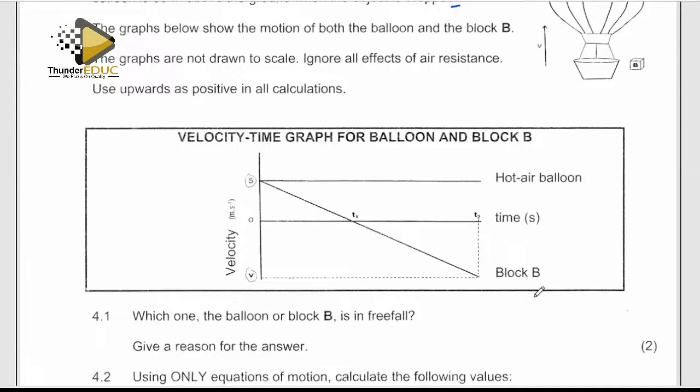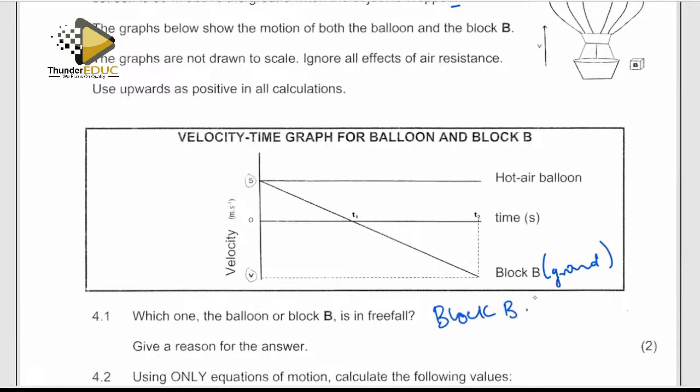Then velocity time graph for this, we have 5, we have V. So I'm assuming T2 is when the block hits the ground. Okay, I'm just assuming because it's not telling us anything of the sort. Then which of the two, the hot air balloon or the block, is in free fall? So I'm going to say it's block B.